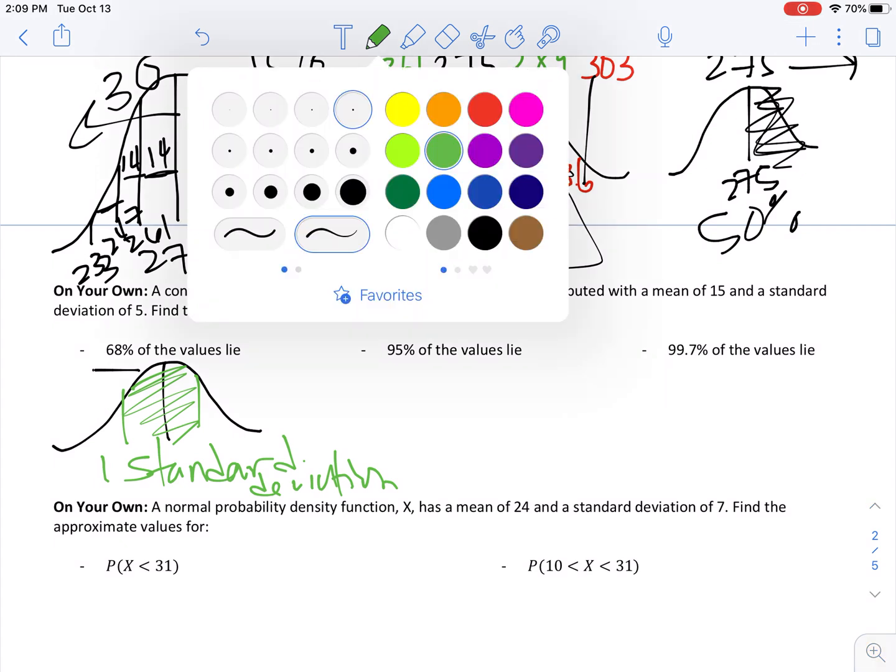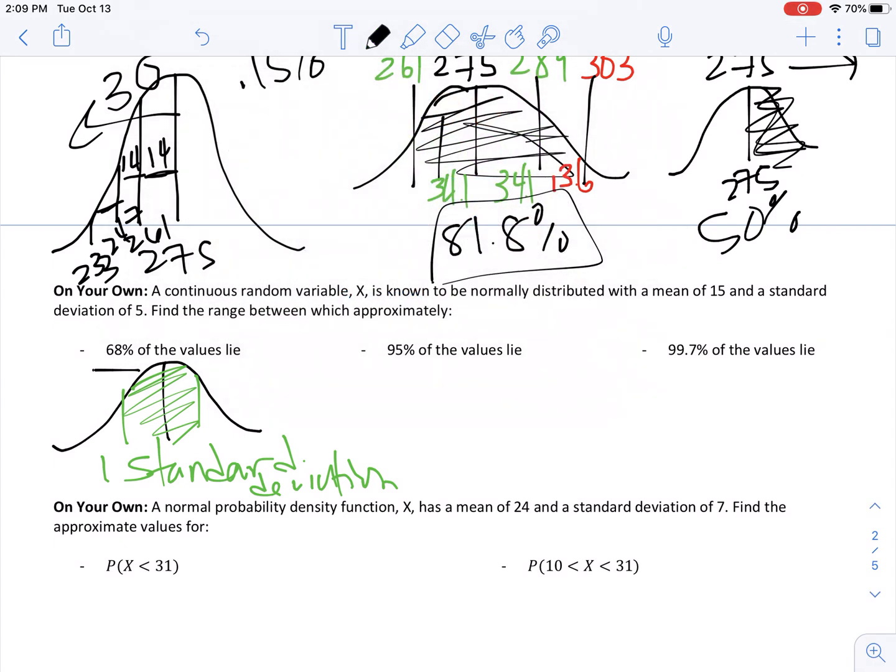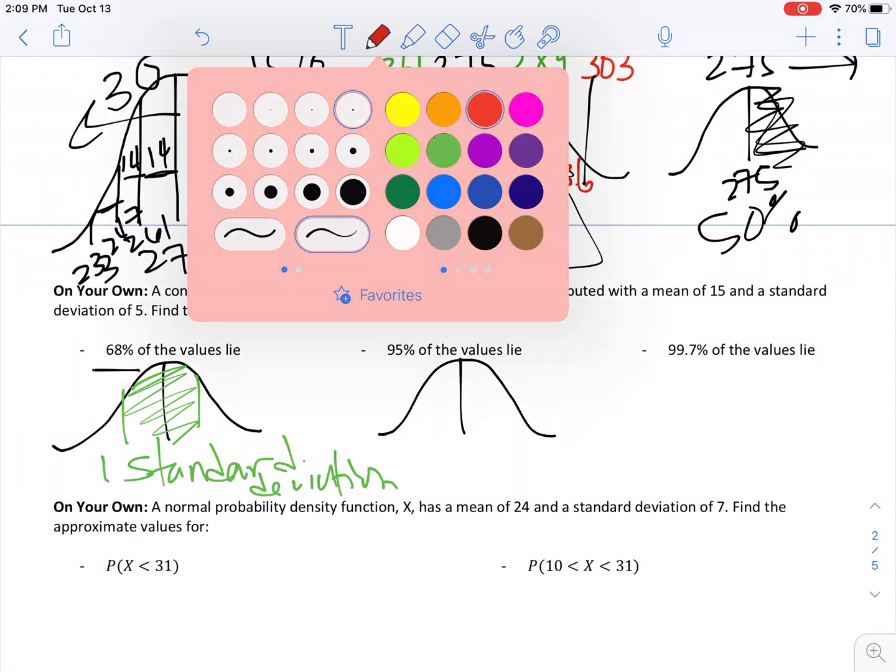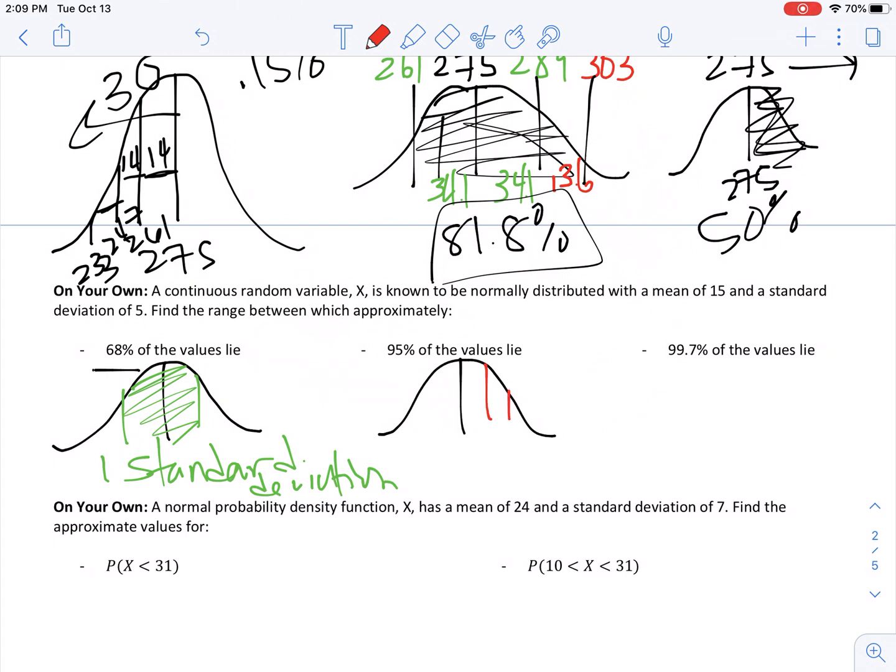And the next one says 95%. Okay, so 95% is going to be 2 standard deviations. So we got 1, we have 2, we got 1, we have 2. Goes out to that. That is 95. So within 2 standard deviations.